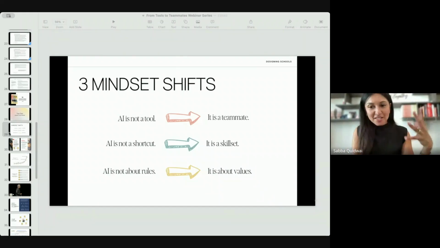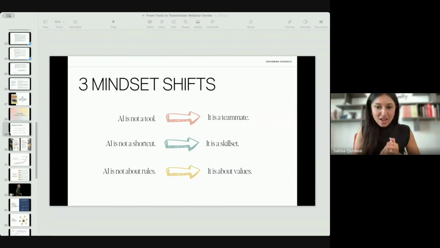And then last but not least, when you understand one and two, you realize, okay, I can't just give people rules: use AI, no, don't use AI. We have to have values, right? What are our values? What is our vision? And how are we using AI to align with those values and with that vision, okay?